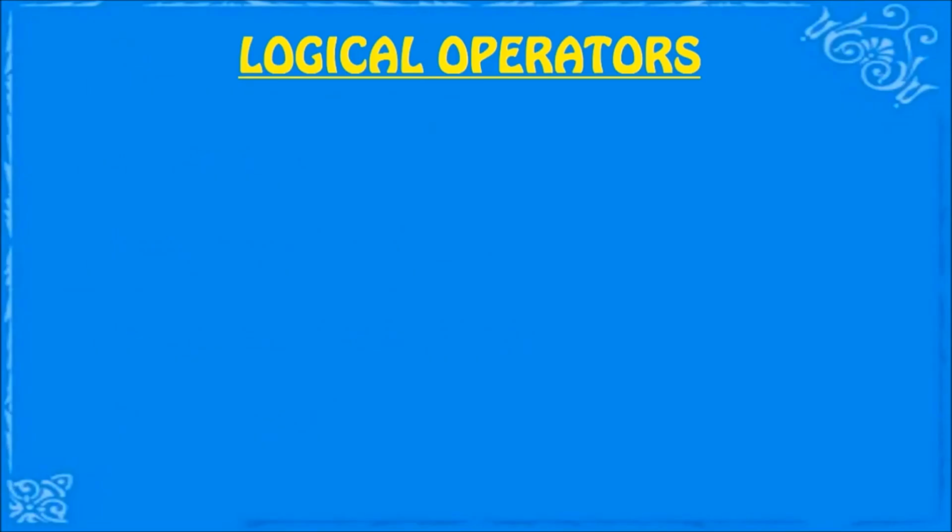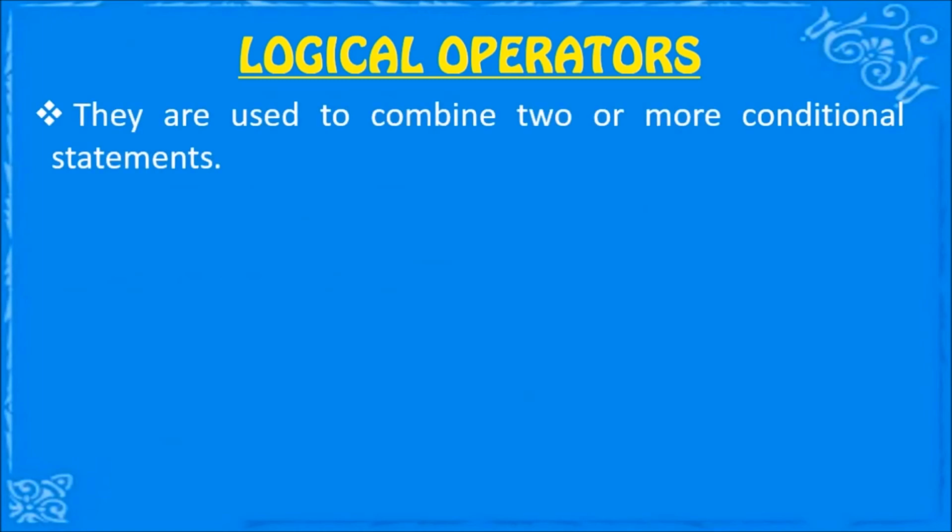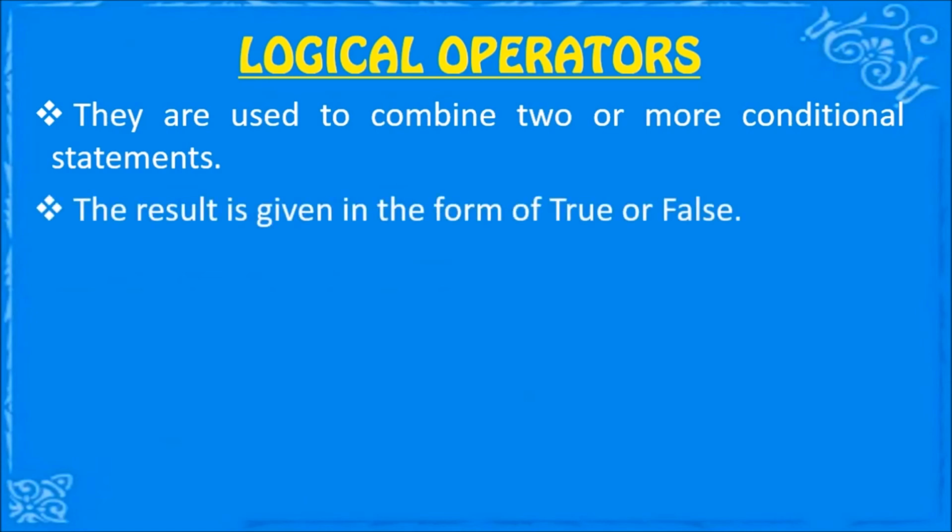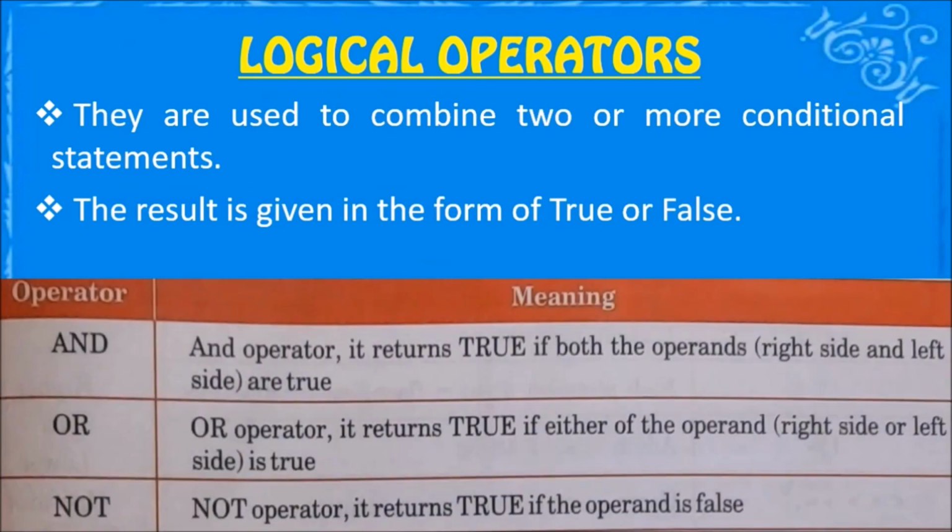The next operator is logical operators. They are used to combine two or more conditional statements, and the result is given in the form of true or false, again a Boolean value. There are three different types of logical operators. The first is the AND operator. What does the AND operator do? It returns true if both the operands, right side and left side, are true.